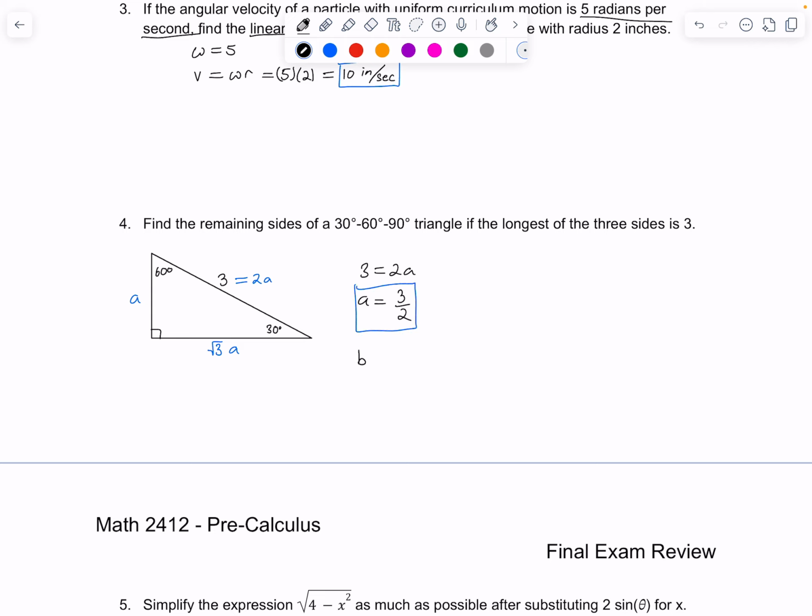And then the third side, the long leg, is going to be root 3 times 3 over 2, which is just 3 root 3 over 2. It's not going to simplify, so that'll be the answer.